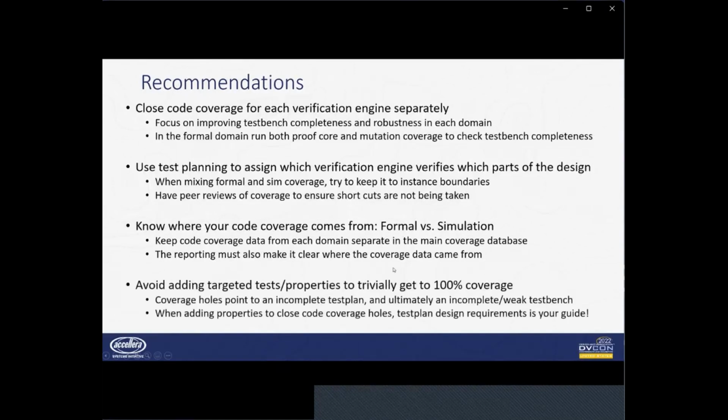Avoid writing trivial tests in simulation or properties in formal to try and get to that 100% number. This is where you have to go back to your test planning to make sure that's complete. Holes in your test bench are pointing to an incomplete or weak test plan and a weak test bench. When you're adding properties on the formal side, make sure the properties you add are tied to your test plan and are checking real requirements. That will ensure that the coverage that you generate is good and can be merged in with other verification management tools. To wrap things up, I'll turn things over to Joe.